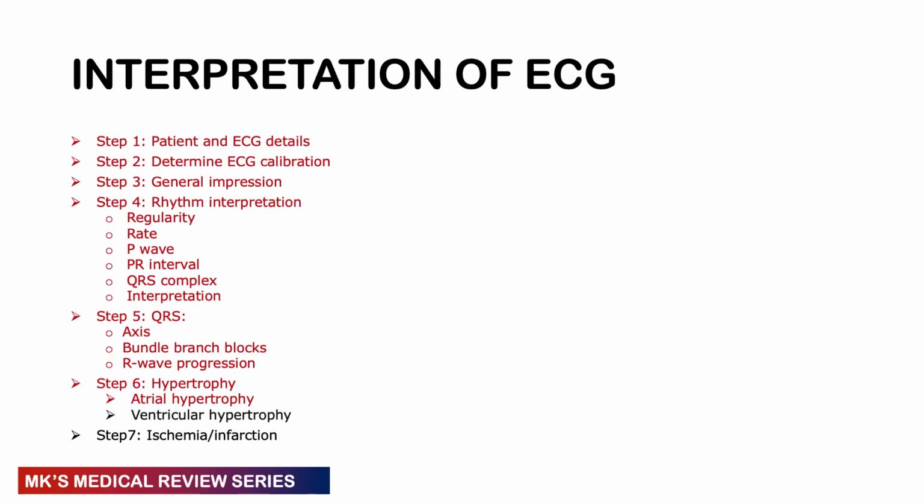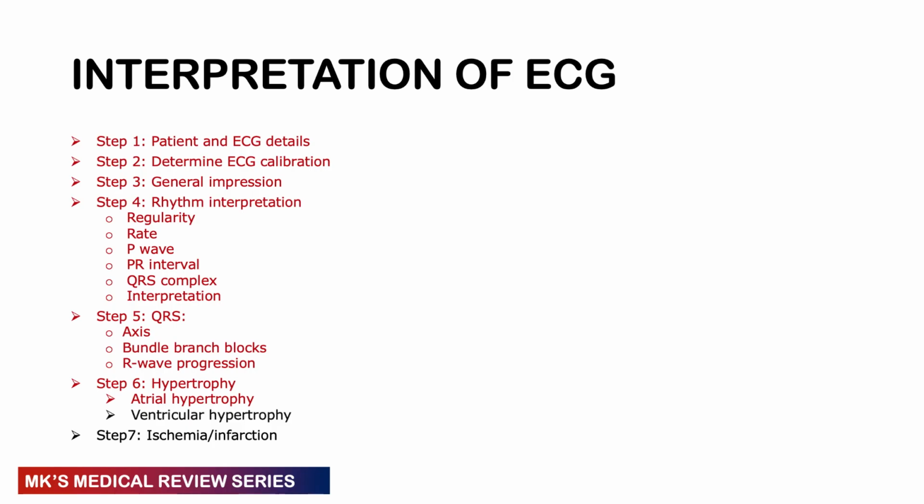Remember that in our previous videos, we looked at the 7 steps of interpretation of the ECG. Step 1, looking at the patient and ECG details. Step 2, looking at the ECG calibration. Step 3, the general impression of the ECG. Step 4 is rhythm interpretation. Step 5 is the QRS complex assessment, where we look at the cardiac axis, the presence of any bundle branch blocks, and the R/S wave progression. In this particular video, we're going to look at hypertrophy, specifically atrial hypertrophy.